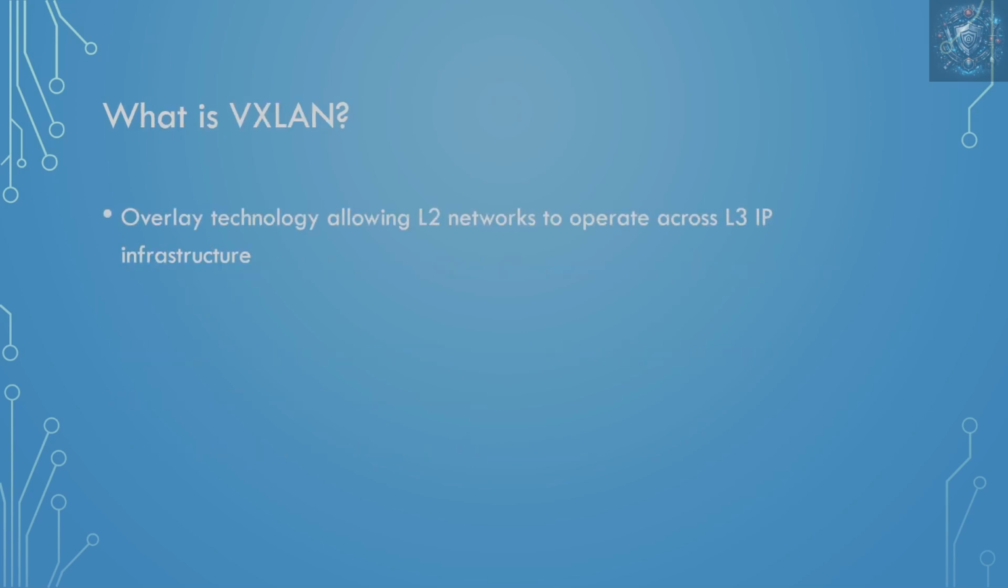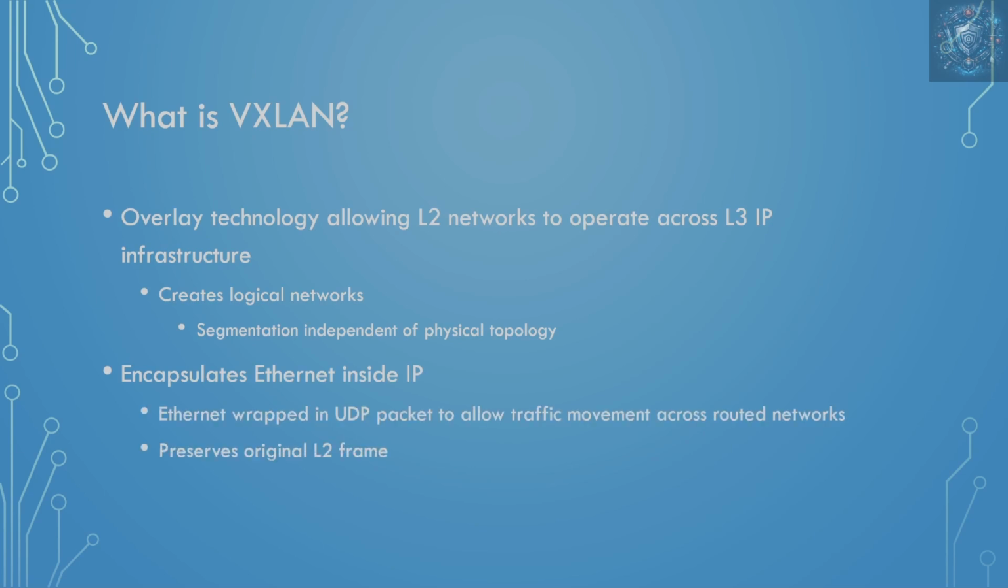So now we can jump into what VXLAN actually is. And what it is, it's an overlay technology that allows those layer 2 networks to operate across that layer 3 IP infrastructure. It creates networks just like VLANs do, and it offers segmentation independent of the physical topology. So no matter where a person sits inside of a network, whether it be in building A, building B, or remote from home, you're still going to reside in that same layer 2 network.